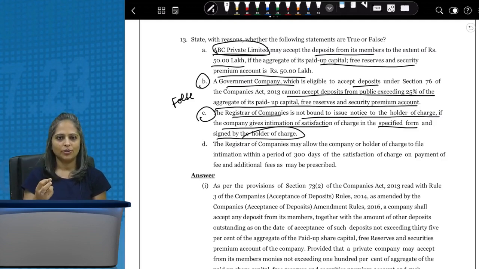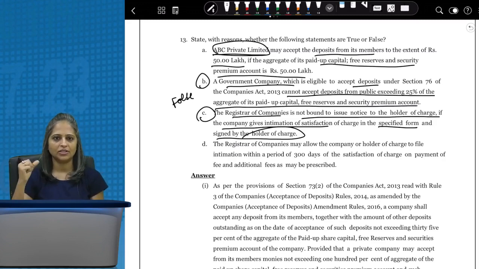That if you are creating a charge on the assets of the company, as a company you will have to intimate the Registrar of Companies. If you do not intimate, then the holder of the charge, the person in whose favor the charge is being created, will have to intimate the Registrar of Companies. Similarly, when the charge is satisfied, that is, when you have repaid the debt and there is no longer a charge on the asset, that is called satisfaction of charge.